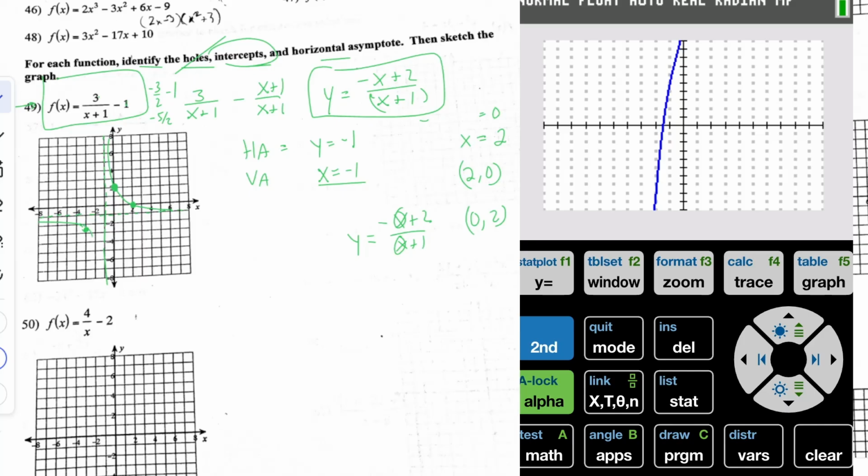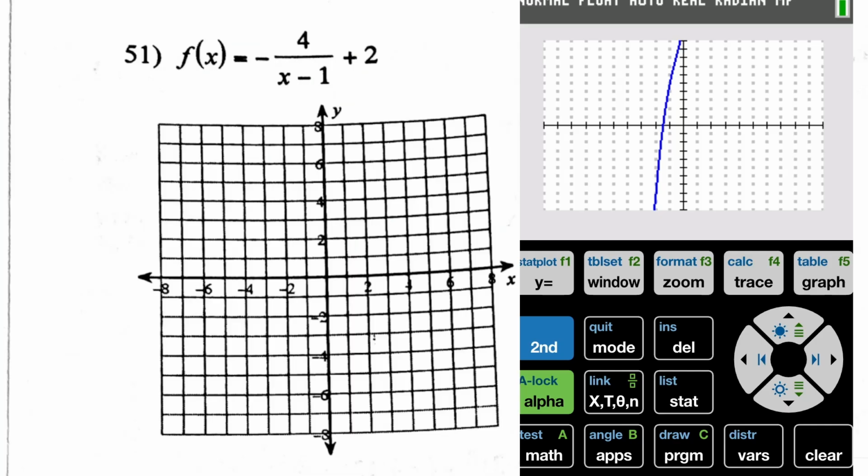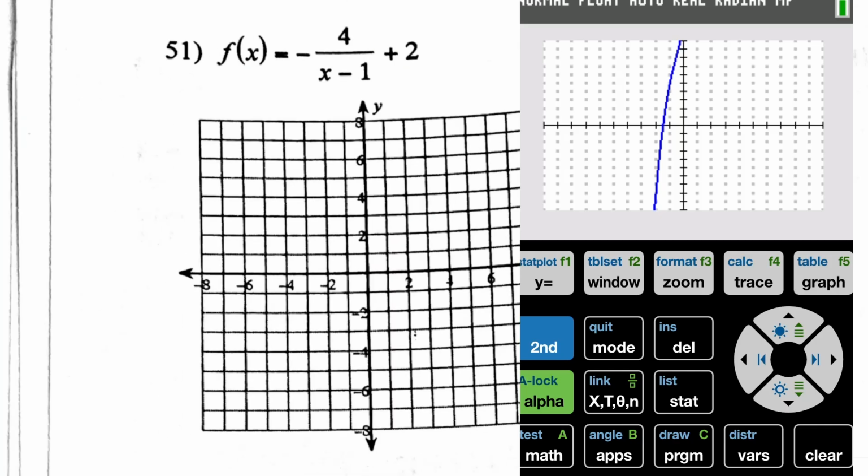I'll just graph it. Oh, and I forgot, you could just use your calculator. In this version, I don't know if you guys use this, but this will be the horizontal asymptote. So this one, -2, will be the horizontal asymptote, which is the same thing we got. So based on that, this is going to be the horizontal asymptote, and vertical asymptote at 1.